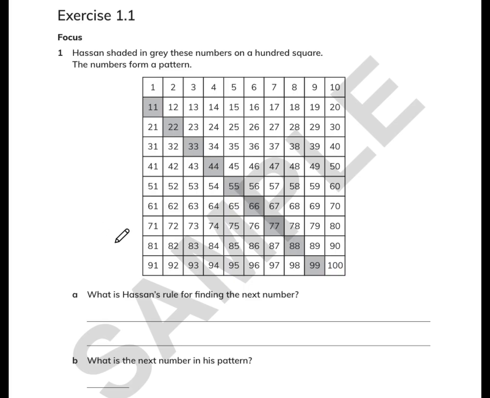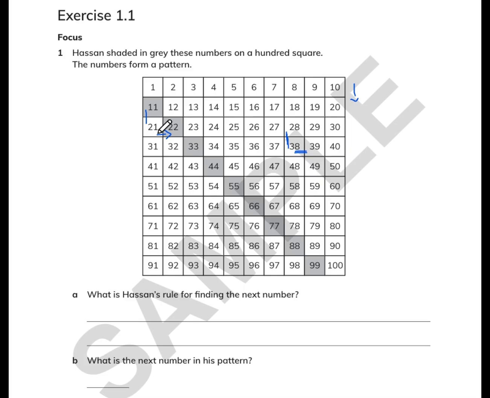Here one thing I wanted to tell you is that when we go down in a 100 square, that means we are adding 10. So when we go down and then one step right, we are adding 10 and then 1, adding 11. So he is adding 11 every time. Not for these numbers only, you can pick any number from 28 till 38. When you go down one step, you add 10, and when you go right one step, you add 1. So this will be 11.